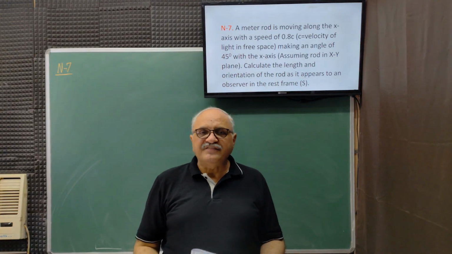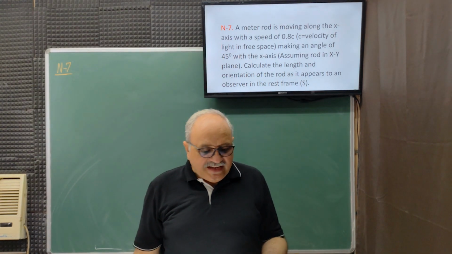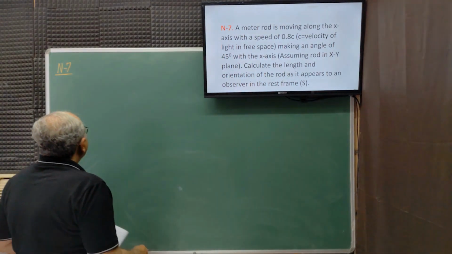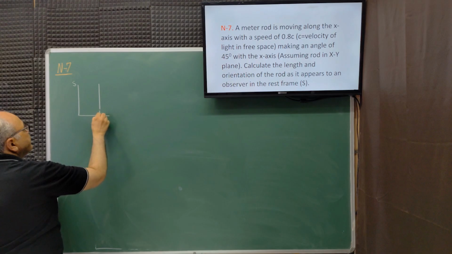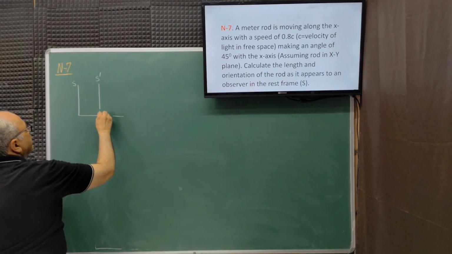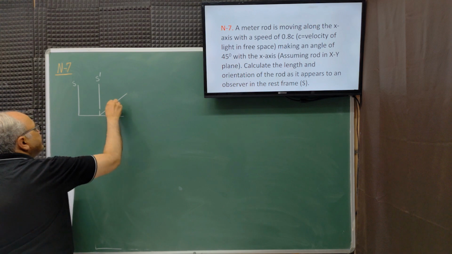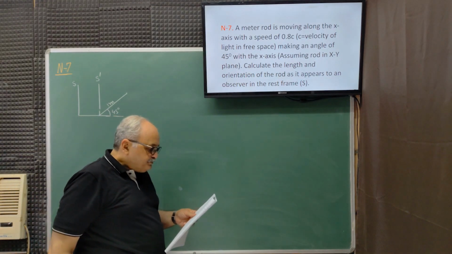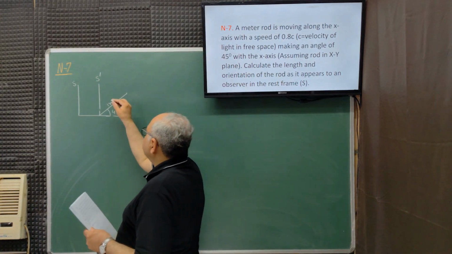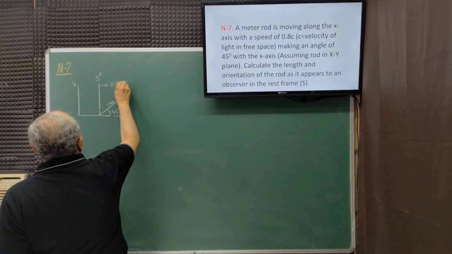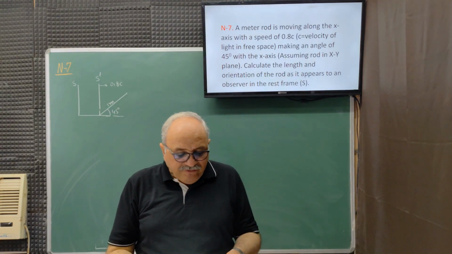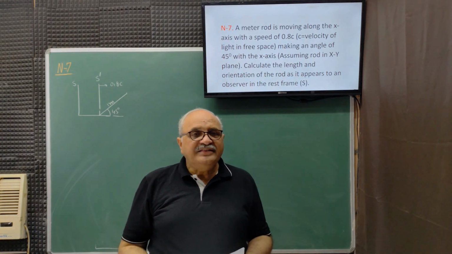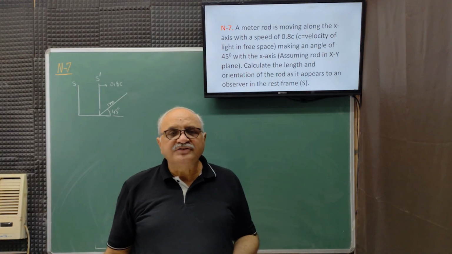So students, let's take the 7th question now. In this question it is said that there is a meter rod in a moving frame. This is 1 meter and it is making an angle of 45 degree. And this frame is going with the speed of 0.8 c, where c is the velocity of light. So we have to find out what is the length and the orientation of this rod that appears to the person in the S frame.